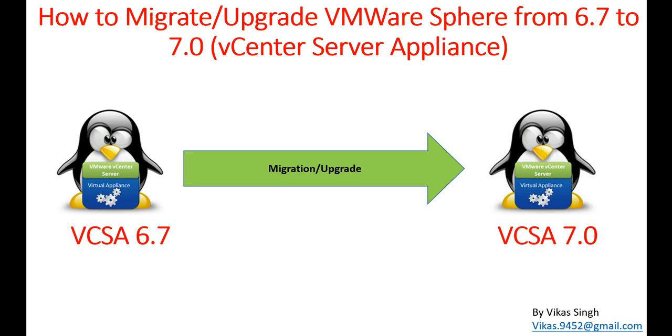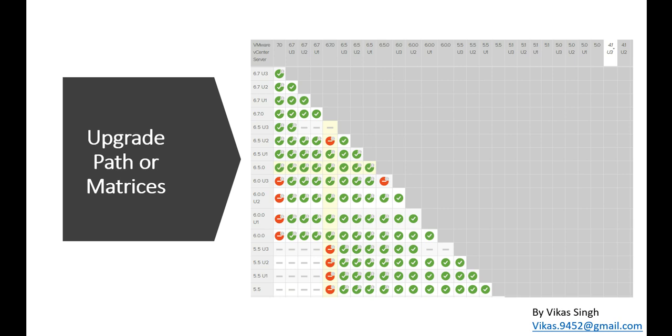Since I'm going to migrate my current vCenter Server Appliance 6.7 to 7.0, before you move to upgrade, you must check the upgrade path or metrics, like which version of vCenter Server you are currently running and which version you want to migrate to. So if you see here, we are running 6.7 U3, which is supported for the migration to 7.0. I'm running the latest version of vCenter Server Appliance, which is 6.7 U3, so we are supported for the 7.0 upgrade.